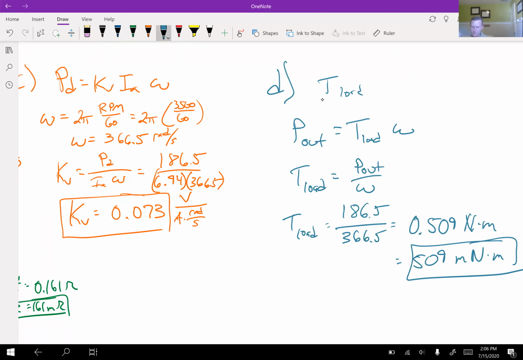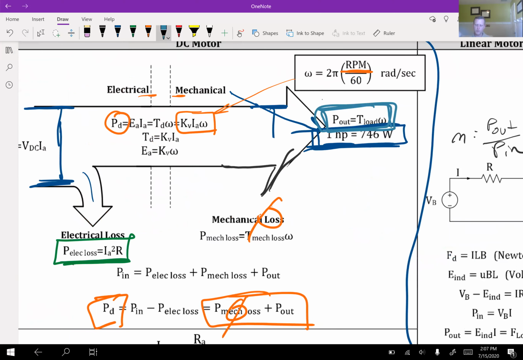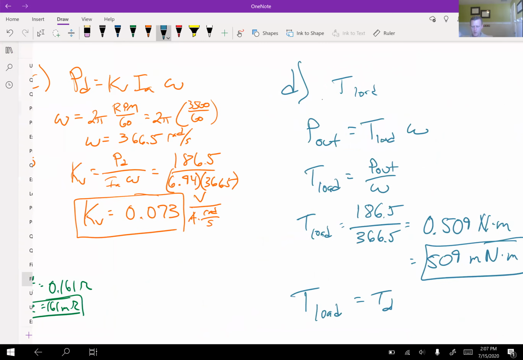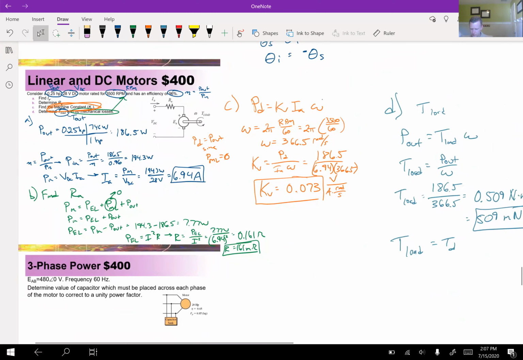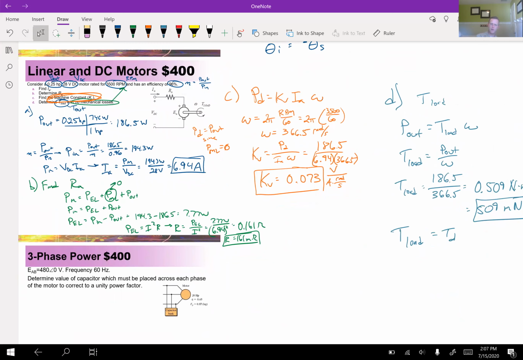Another way to solve for that, talking about torque balance, is that T load equals T developed, since there's no T mechanical loss. So we could also have done TD equals kV I_A. Since there's no mechanical loss, those equations would also be the same as T load for torque developed. I'll zoom this out to put it all on one page, and can answer any questions about it.